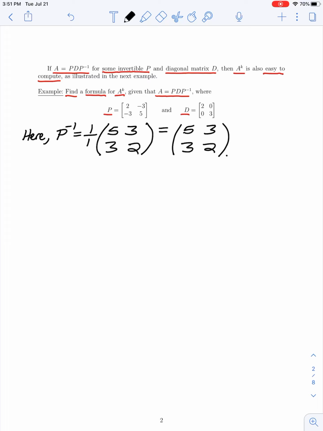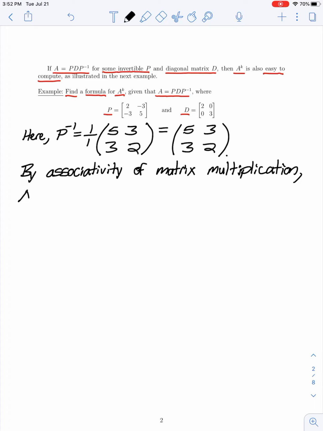So now, if I'm going to start computing powers of A, I'm going to be making use of the associativity of matrix multiplication. If I'm interested in finding A squared, well, A is equal to P D P inverse, so I'm multiplying that quantity by itself.